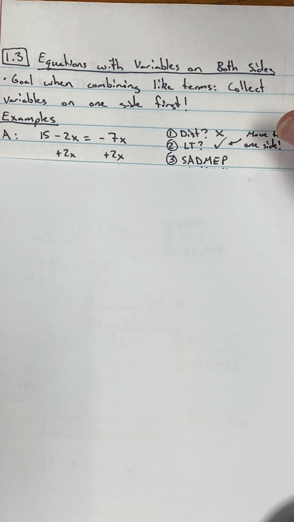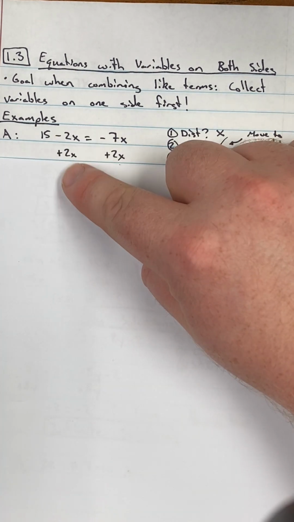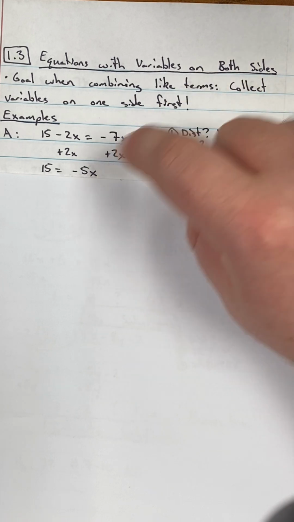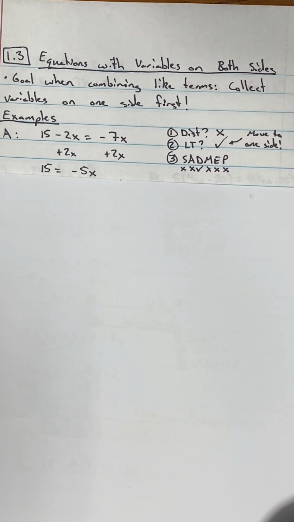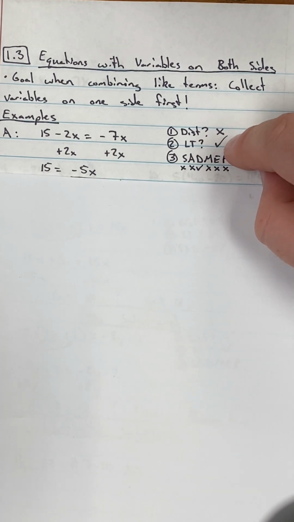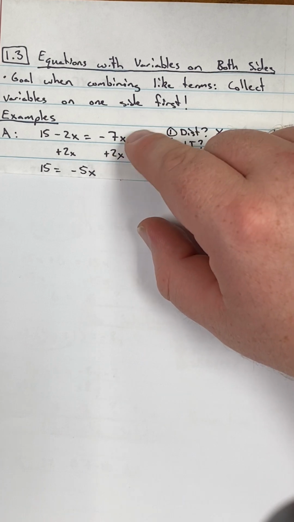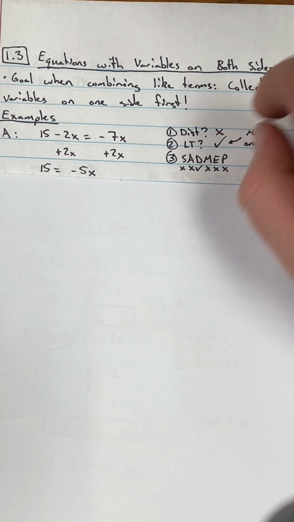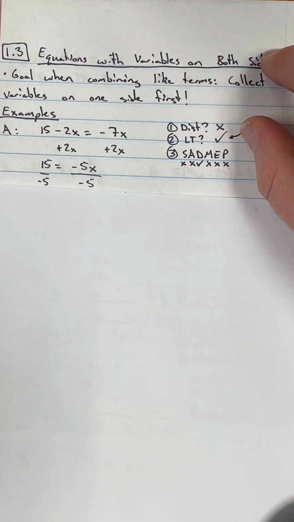So we move that to the other side, which cancels this out. I'm left with 15, and this becomes negative 5x. Now I just start going through the order. We didn't have any distribution, but we did have like terms, which we already combined right here. Then we just go through the order, and we see that the only step left is to divide by negative 5.